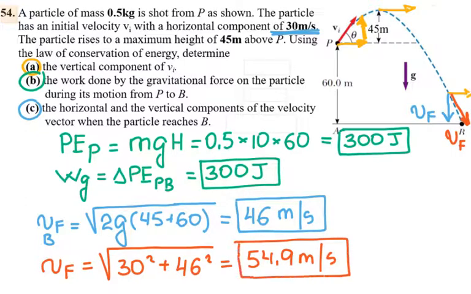So the actual velocity at point B is the one that I marked in red in the picture. That velocity is 55 meters per second, but the horizontal and vertical components are 30 and 46.